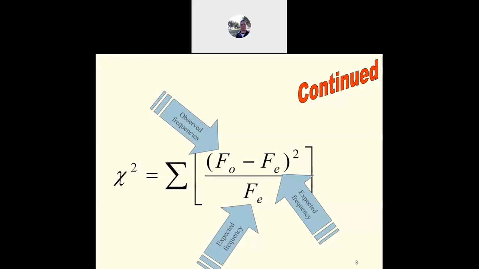Chi-square is the sum of the observed frequency minus the expected frequency, squared, over the expected frequency, right? So we know it before and we use it in the chi-square test for goodness of fit.